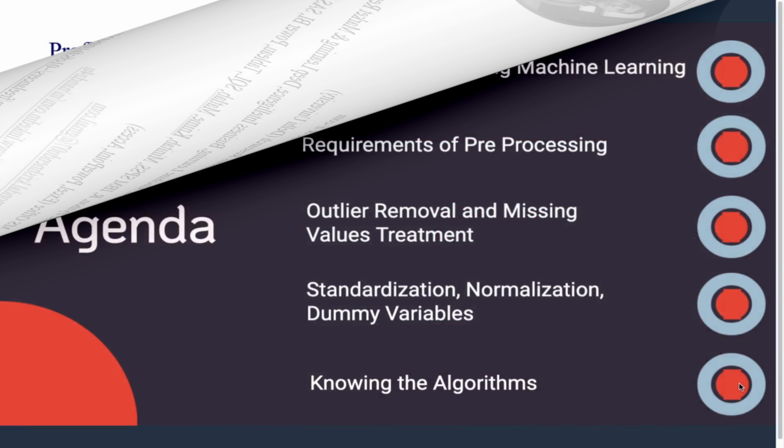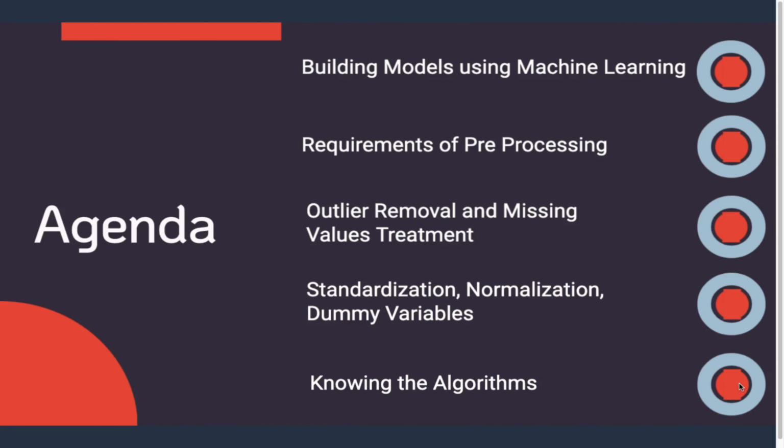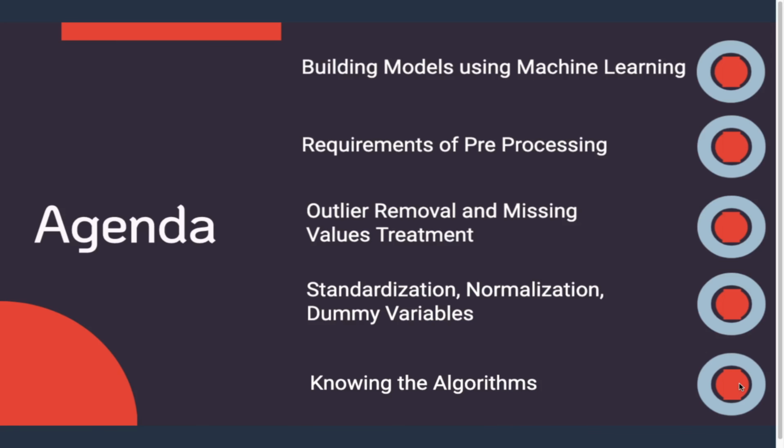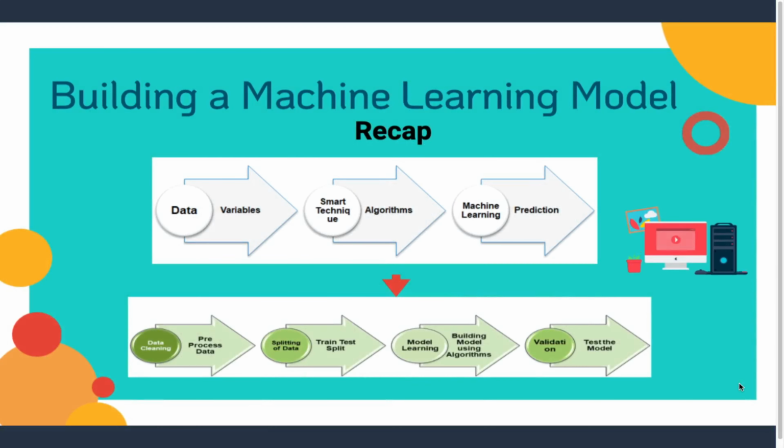Let's see what all things we are going to cover in this session today. We are going to build models using machine learning. So for that we have to understand what is pre-processing, or why is it required to pre-process data. What are outliers and how do we handle the missing values which are present in the data sets. What is standardization, normalization, and how do we create dummy variables. And also we are going to touch upon some of the algorithms which we have. So let us get started on this.